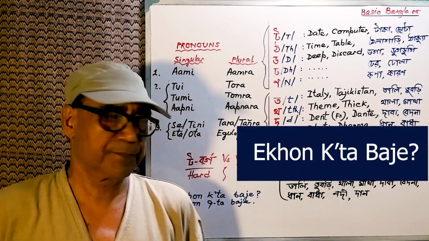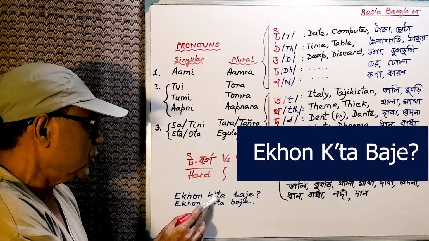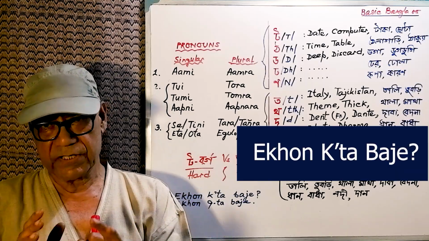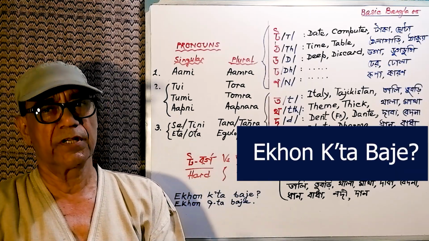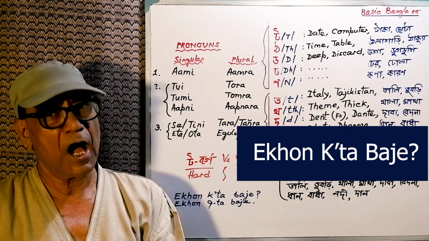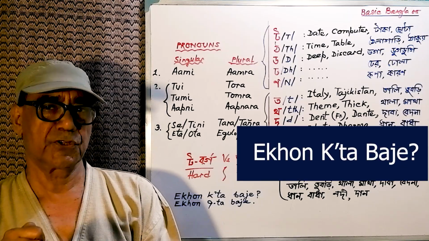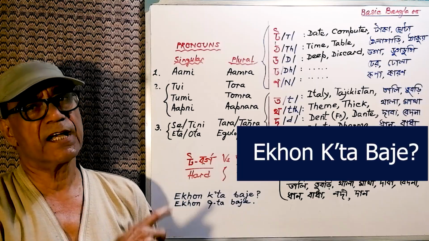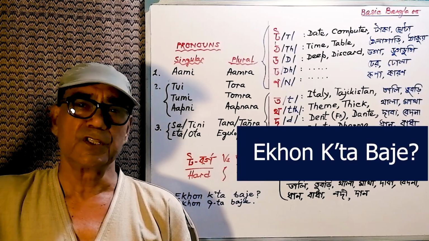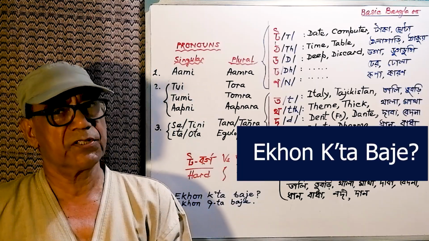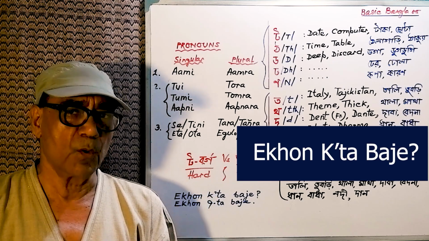Ekhon kota baje? What's the time now? Ekhon means now. Kota, how many? Baje means strikes. Actually, this idea comes from the striking of the clock. Ekhon kota baje? What's the time now?